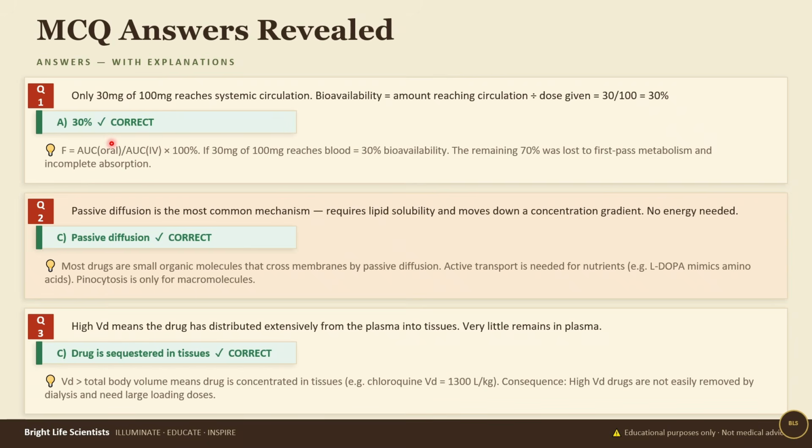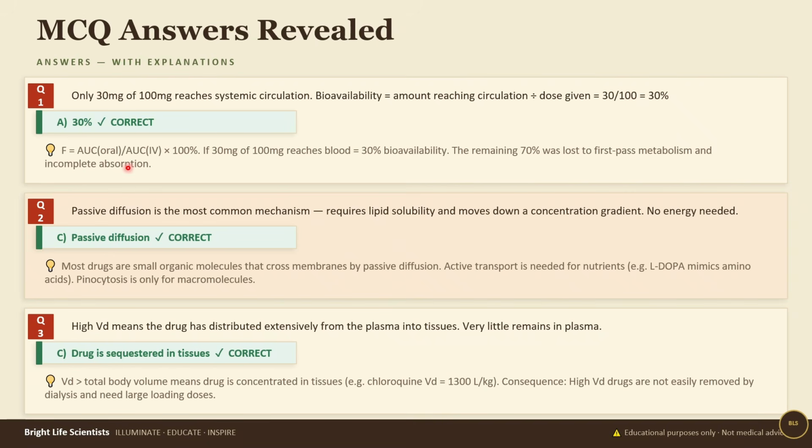Answer for our number one MCQ was 30%, which indicates that the bioavailability is the amount reaching the circulation divided by the dose given. So if the amount reaching the circulation is 30 and the dose given is 100, you will be left with 30%. The remaining 70% was lost to first-pass metabolism and incomplete absorption.